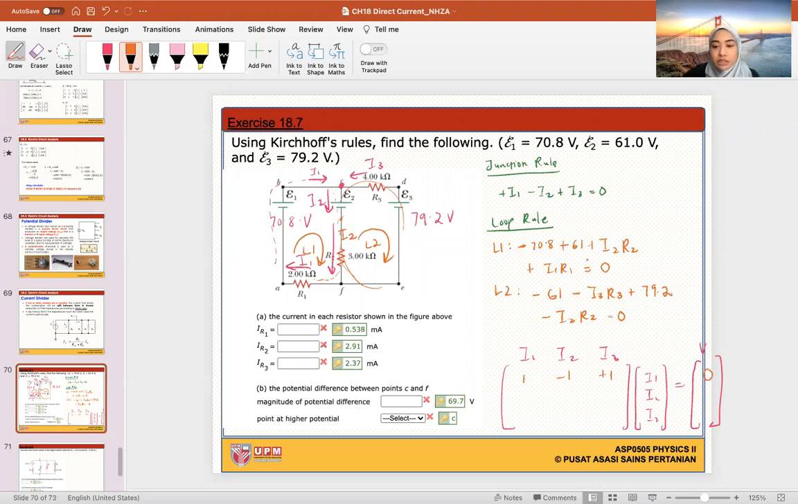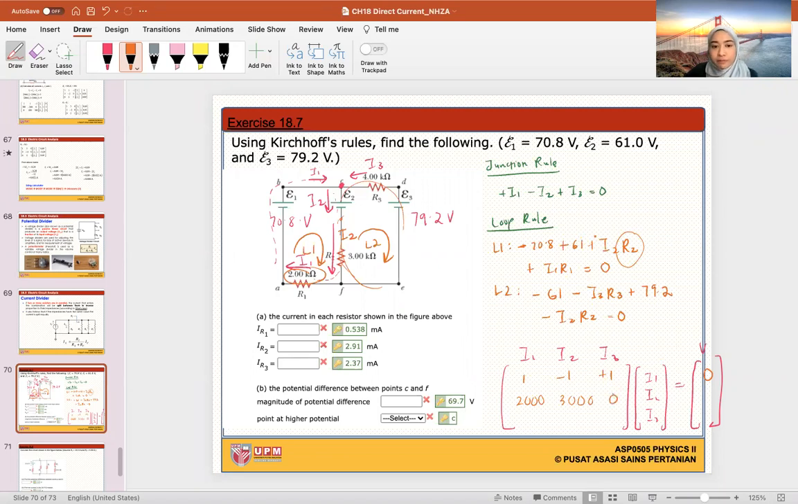Okay, and second equation. I have I1, R1. What is R1 here? R1 is 2 kilo ohm. So that is 2000. Okay, 2000. And then for loop number 1, I have I2, R2. What is the value of R2? It's 3000 ohm. It's positive. And then for I3, it's missing from this equation, so it's just a 0.